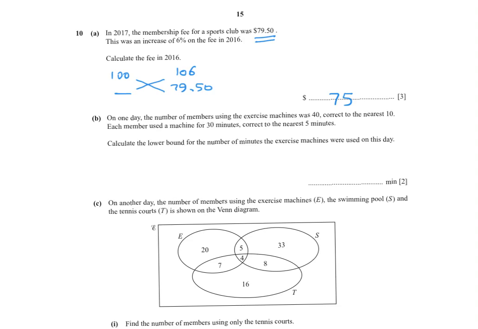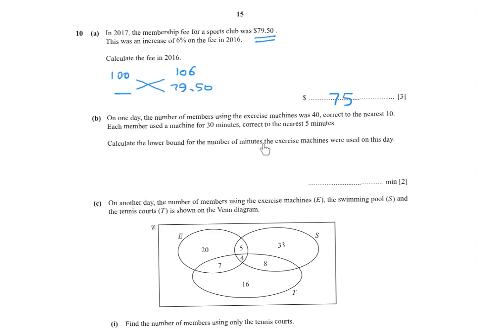B. On one day, the number of members using exercise machines was 40, correct to the nearest 10. Each member used a machine for 30 minutes, correct to the nearest 5 minutes. Calculate the lower bound for the number of minutes the exercise machines were used on this day.